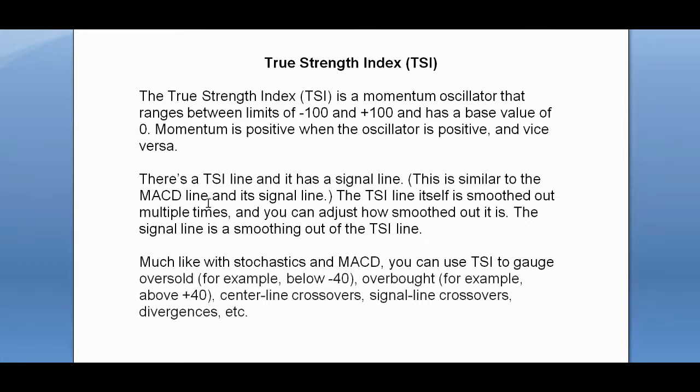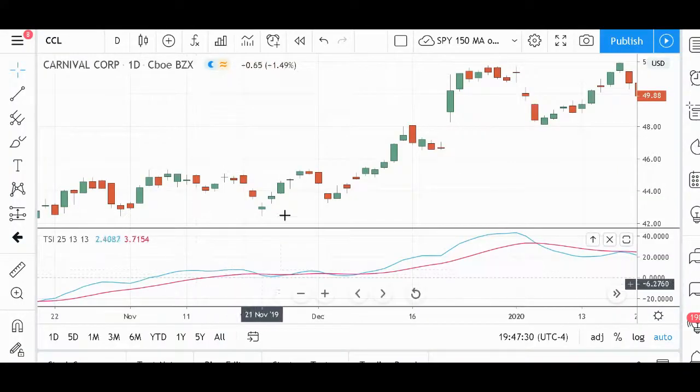Just like the MACD line and the signal line, right? Maybe you've seen those. Well, we have a TSI line, and it also has a signal line. The TSI line itself is smoothed out multiple times. All right, we saw how even the blue line is not very jagged or jerky. All right, it's already pretty smooth.